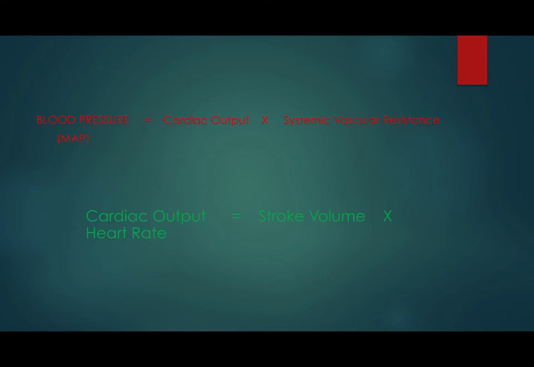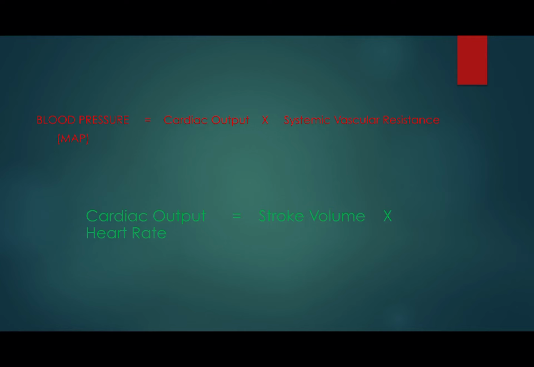It's also worth thinking about what the cardiac output is. Cardiac output is simply the stroke volume, i.e. the amount of blood that's ejected through each beat of the heart, and the heart rate. So the faster the heart beats, the more blood that comes out, and therefore the higher the cardiac output.